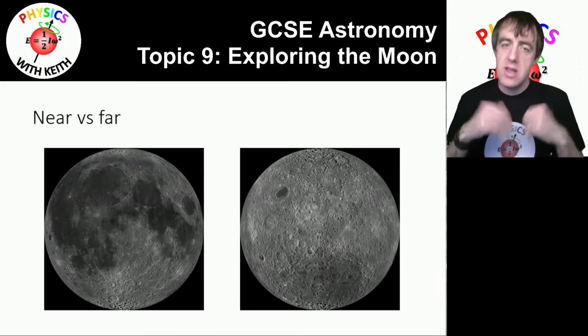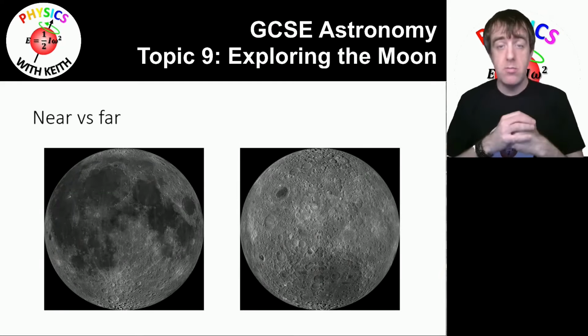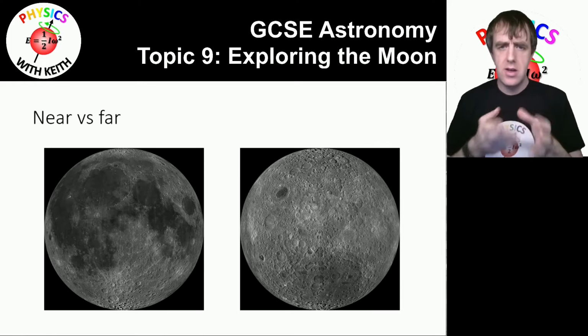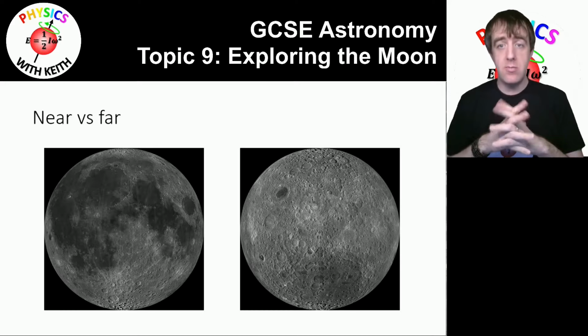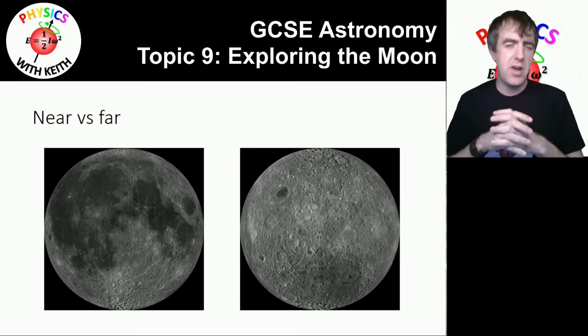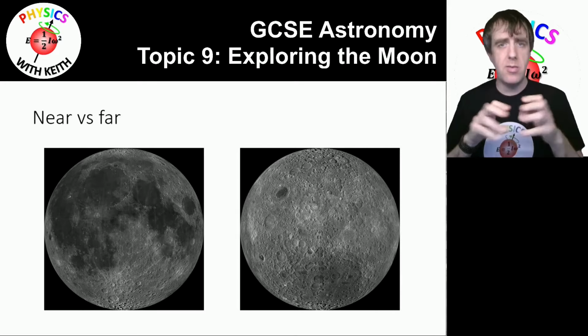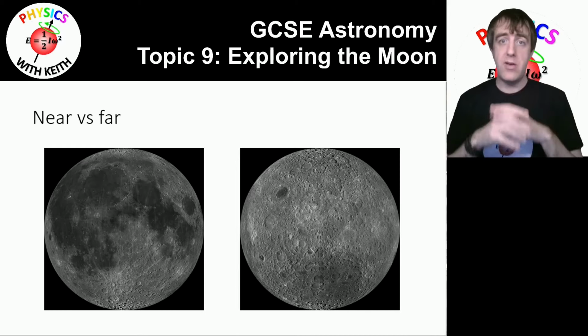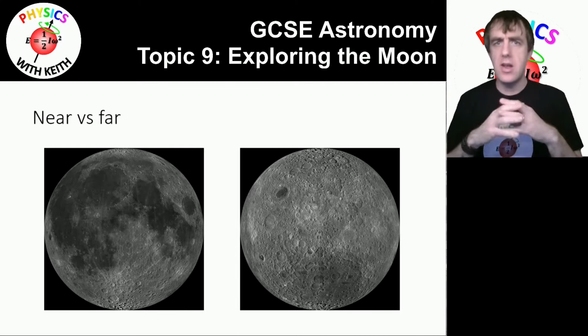So let's compare the near side of the moon to the far side of the moon. Obviously, we've already mentioned that the crust is far thinner on the near side. The picture on the left shows the near side of the moon. The picture on the right shows the far side of the moon. Sometimes the far side of the moon is called the dark side, but that's not because it's dark. It's just because it is obscured from our vision. So the word dark there doesn't mean darkness in the traditional sense.